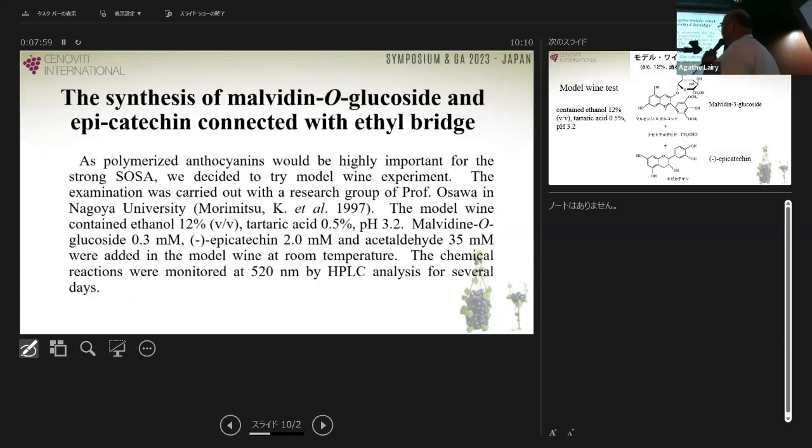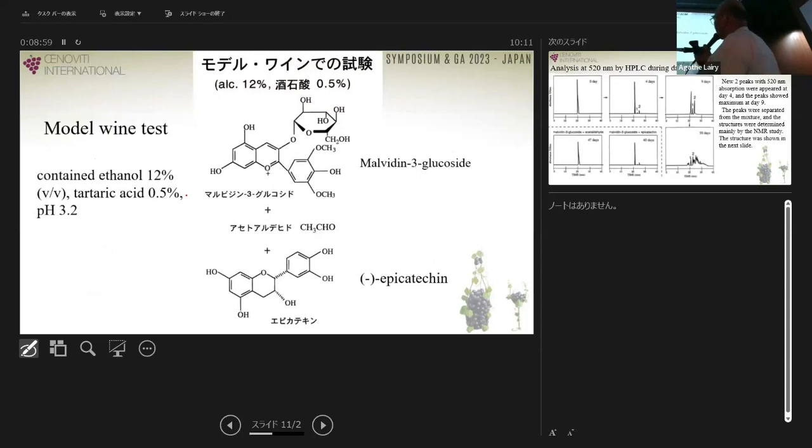As polymerized anthocyanin will be highly important for strong SOSA, we decided to try a model wine experiment. The examination was carried out with the research group of Professor Osawa, the famous Nagoya University professor. The model wine contained ethanol 20%, tartaric acid 0.5%, and pH 3.2. Malvidin 3-O-glucoside 0.3 mmol, epicatechin 2.0 mmol, and acetaldehyde 35 mmol were added to the model wine at room temperature. The chemical reactions were monitored at 520 nanometers by HPLC analysis for several days. So I used the materials anthocyanin, epicatechin, and aldehyde.